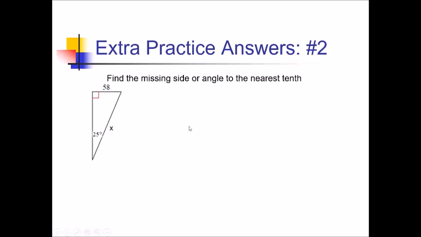So if I have opposite and hypotenuse, that's the SOH part of SOHCAHTOA, which means that sine is my trig function for this one. So I can write sine of theta equals opposite over hypotenuse, and then we're having sine of the angle here, so sine of 25 degrees equals opposite, so that's 58, over the hypotenuse of x, and now I have to solve for x.